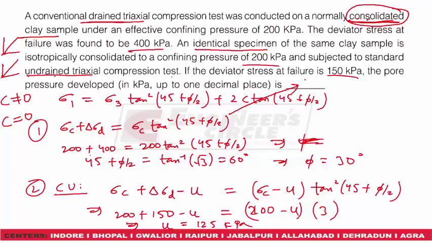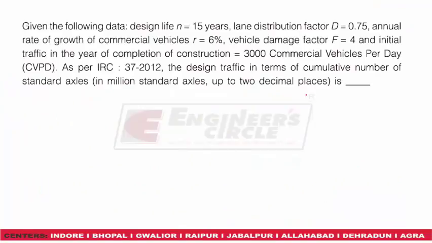The next question is: given the following data, design life n equal to 15 years, lane distribution factor D equal to 0.75, annual rate of growth of commercial vehicles R equal to 6%, vehicle damage factor F equal to 4, and initial traffic in the year of completion of construction equal to 3000 commercial vehicles per day. As per IRC, the design traffic in terms of cumulative number of standard axles in million standard axles up to 2 decimal places is. So it is a direct formula based question.